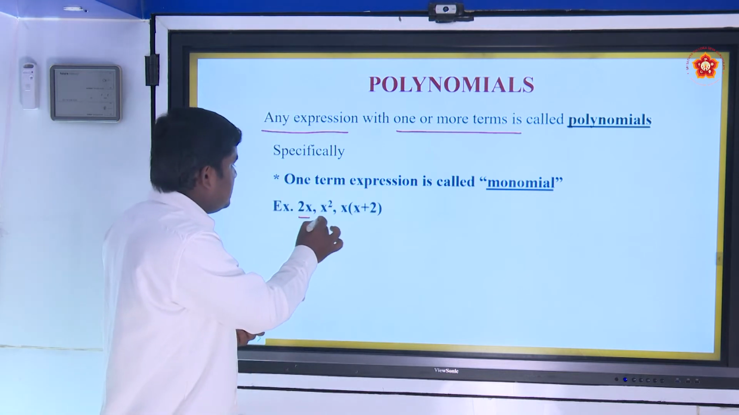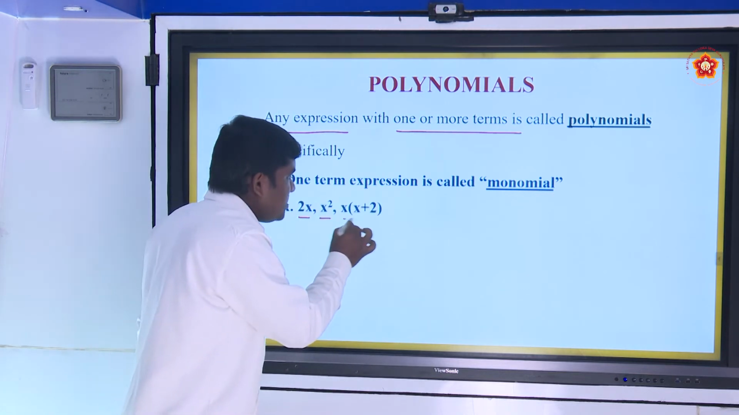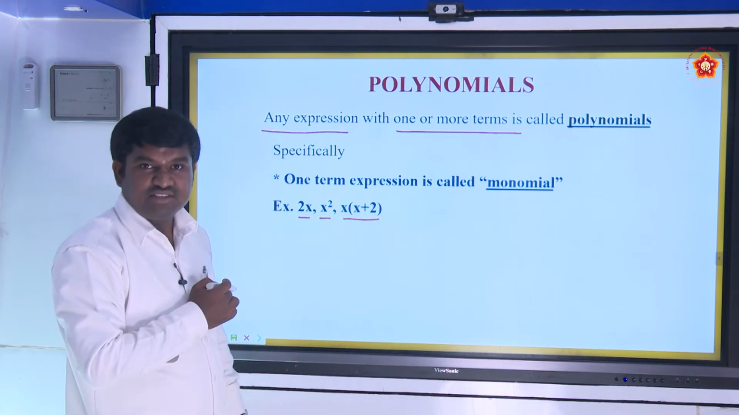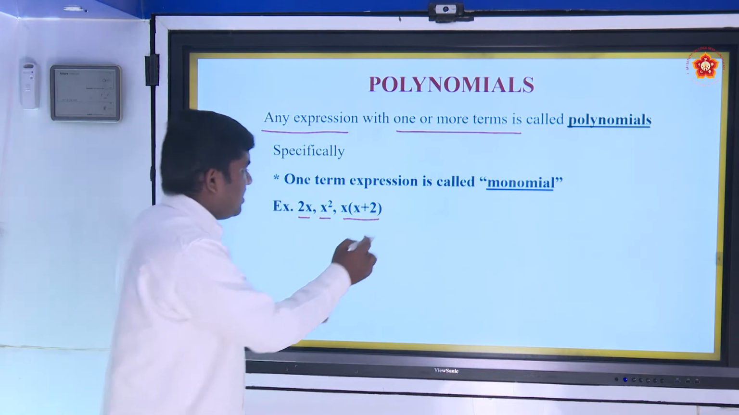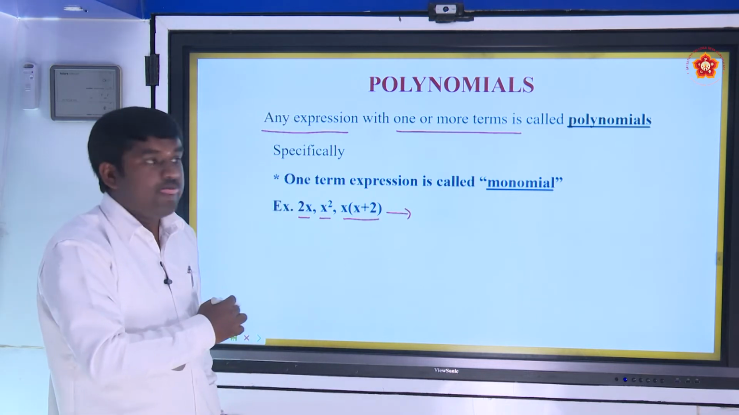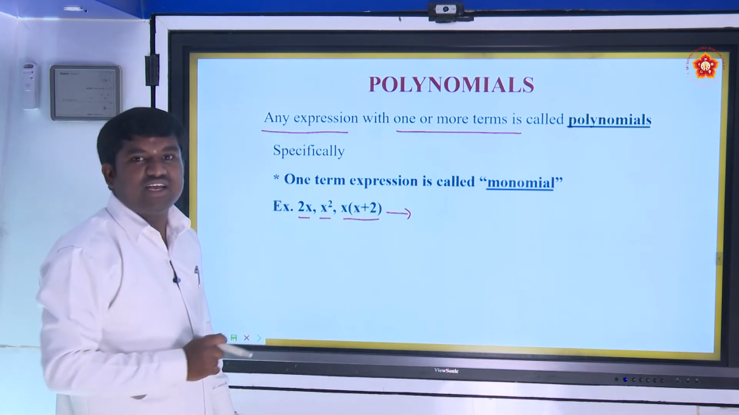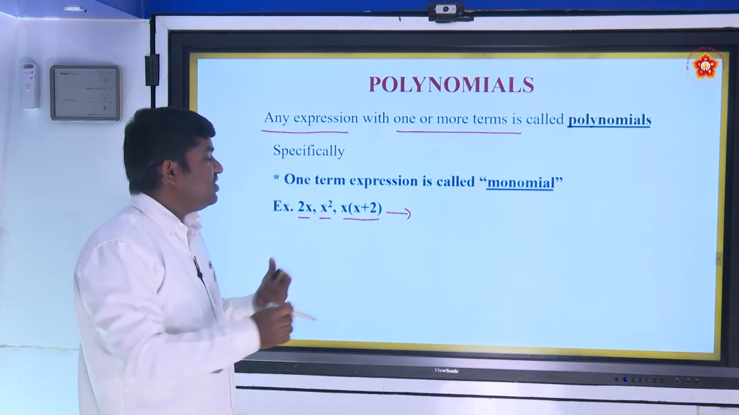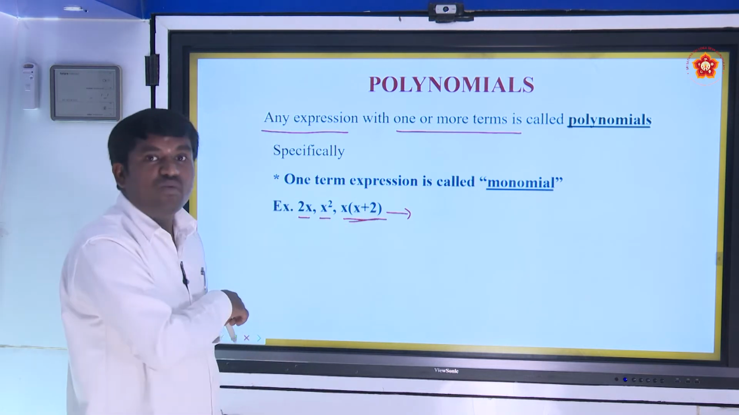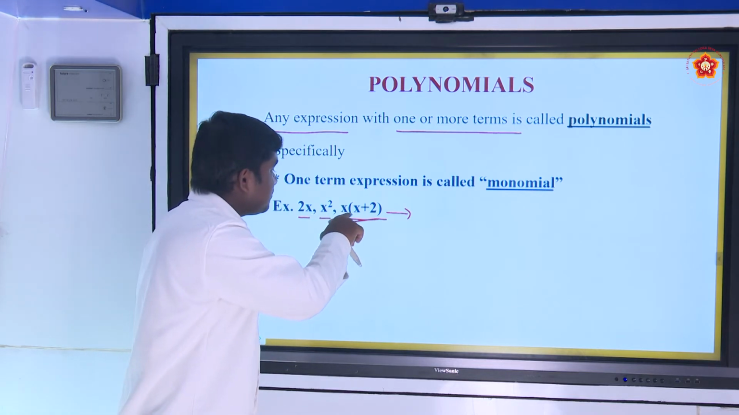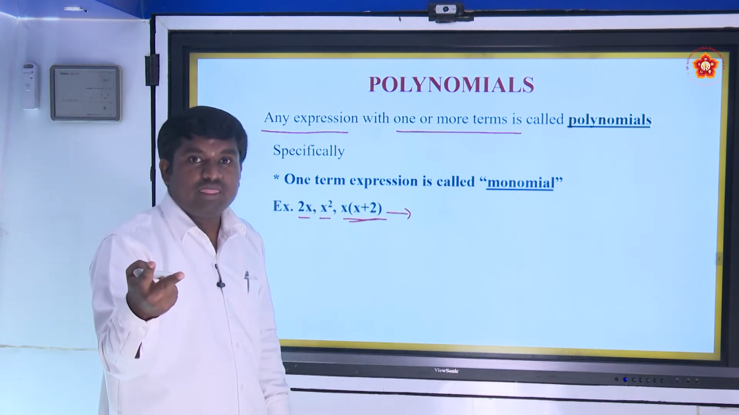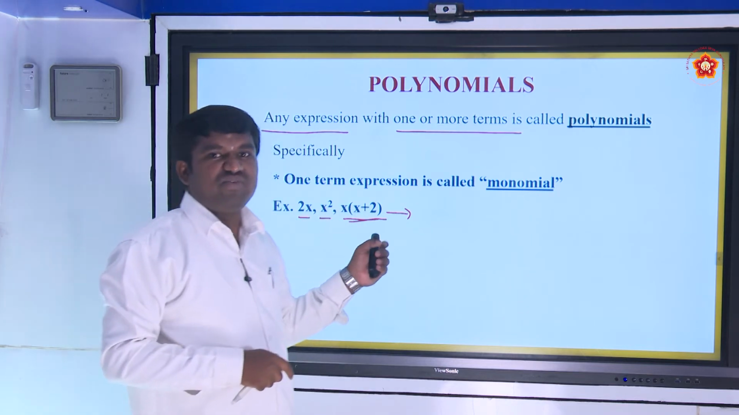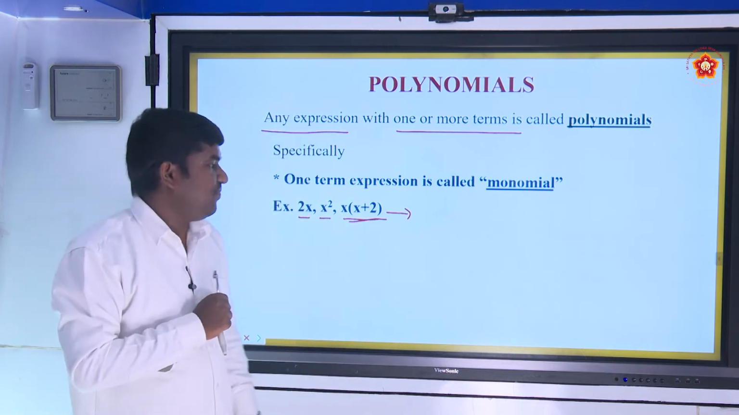Examples: 2x, x², and x(x+2). You are thinking this is a three-term expression. Yes? But in the last class I told you the factor form of an expression has only one term. This is a factor form, so it is considered as only one term. If you multiply it out, x² + 2x, that is two terms, but here it is in factor form. So the factor form of an expression has only one term.